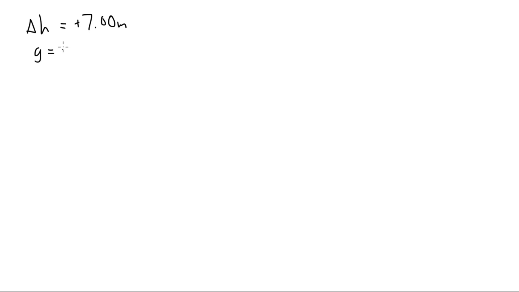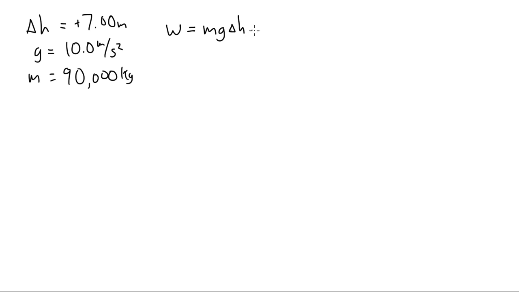Gravity on Dagobah is 10.0 meters per second squared, because I say so. And the mass of the X-wing is 90,000 kilograms, which gets us that the work that Yoda has to do to lift it is mg delta h. It's the change in potential energy of the X-wing, assuming it starts and stops with 0 kinetic energy. So, pretty easy then.